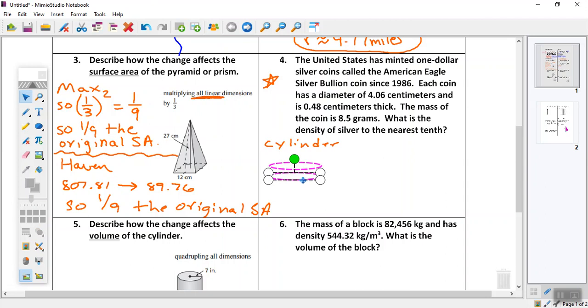Here's the other part of that. And then maybe my sides are right here. Oh boy, I really messed up on that. That would be a funny looking coin, wouldn't it? Whoa.